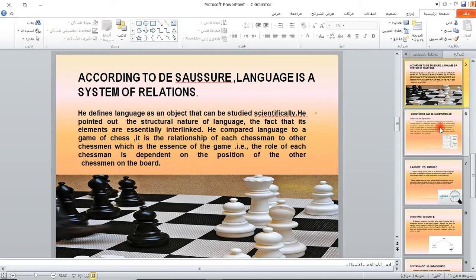So, according to De Saussure, language is a system of relations. He defines language as an object that can be studied scientifically. He pointed out the structural nature of language, the fact that its elements are essentially interlinked. He compared language to the game of chess. The relationship of each chessman to the other chessmen is the essence of the game, that is to say, the role of each chessman is dependent on the position of the other chessmen on the board.